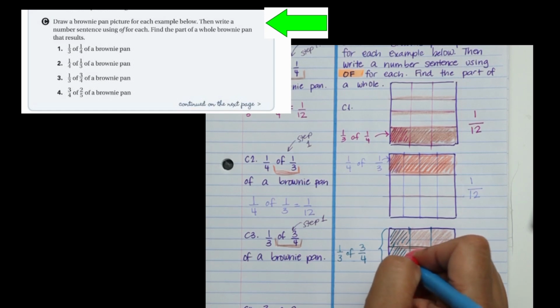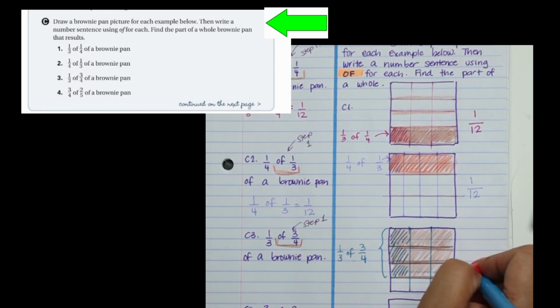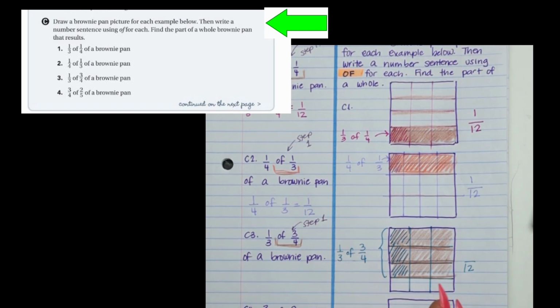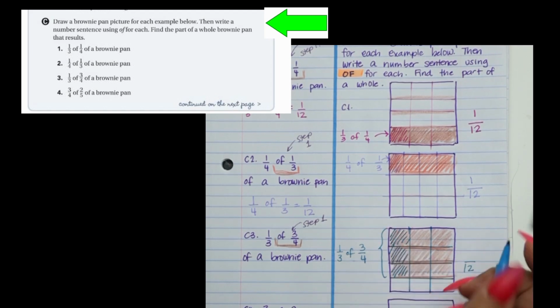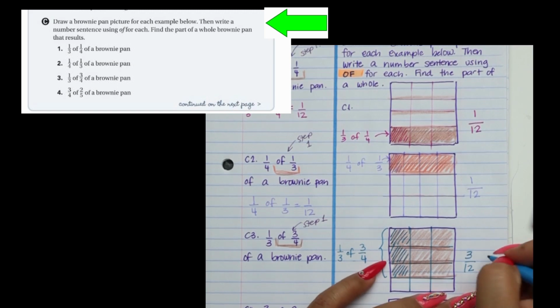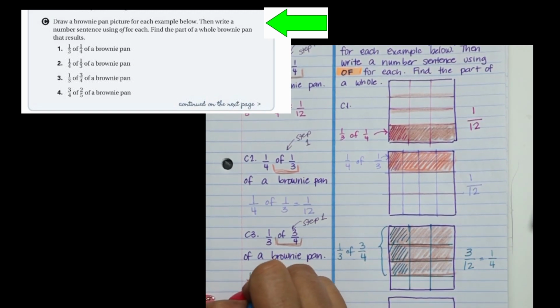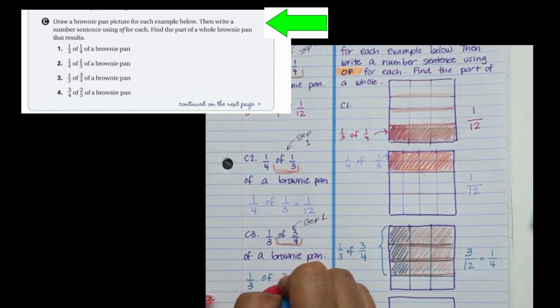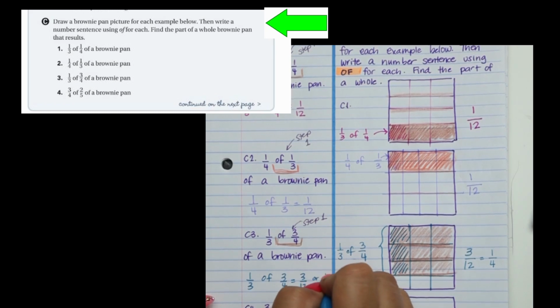So how many parts are in my whole? 1, 2, 3, 4, 5, 6, 7, 8, 9, 10, 11, 12. Again, 12. And that's because we're working with 3 and 4, so it's understandable. And then 1, 2, 3. 3 parts of 12 is the 1/3 of 3/4. And when you simplify it, you get 1/4. So 1/3 of 3/4 equals 3/12 or 1/4.